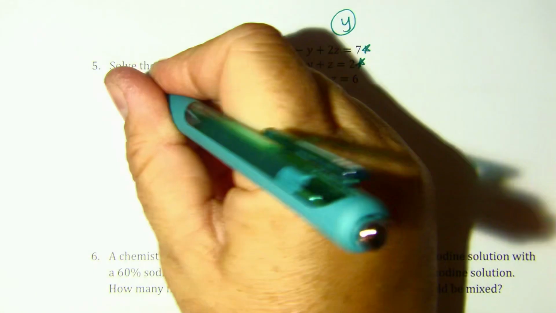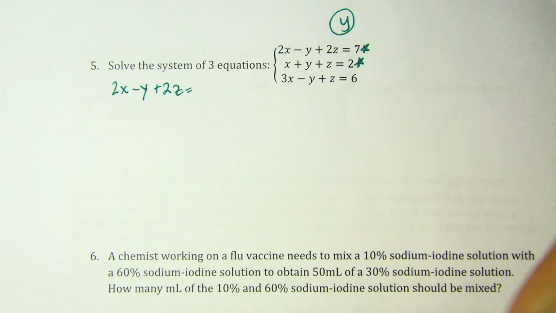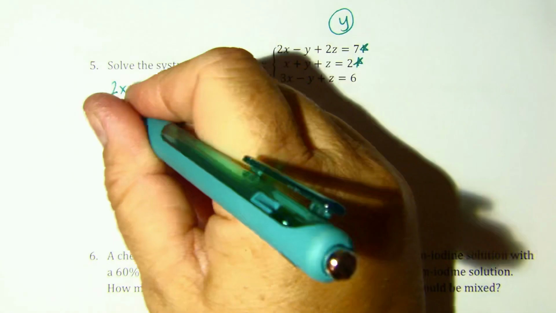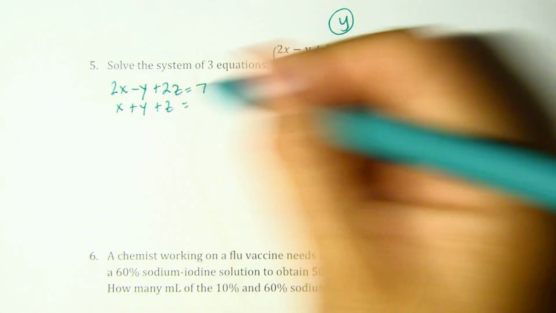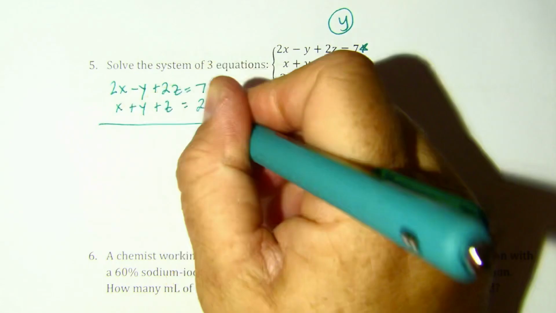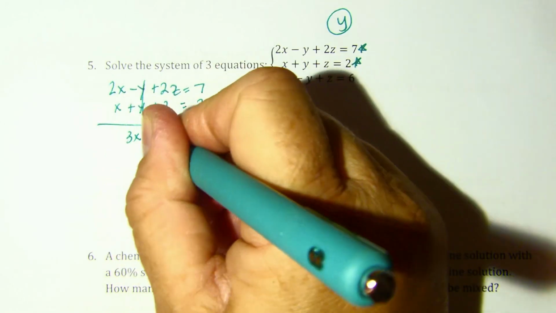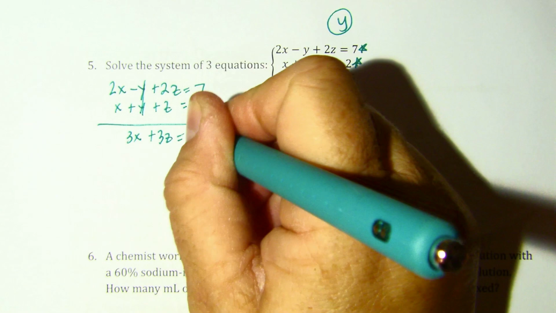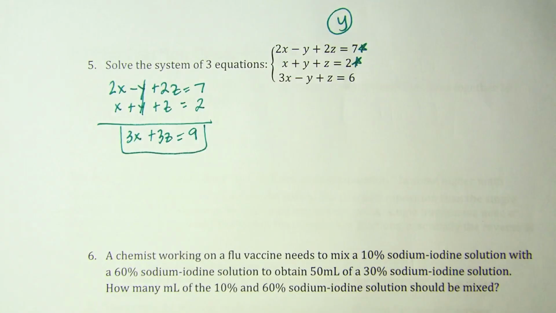So 2x minus y plus 2z equals 7. And then x plus y plus z equals 2. Y's cancel. 3x plus 3z equals 9. And we'll go ahead and hang on to that.